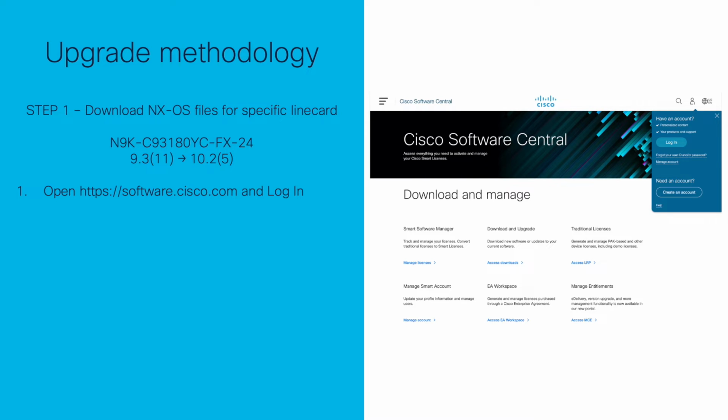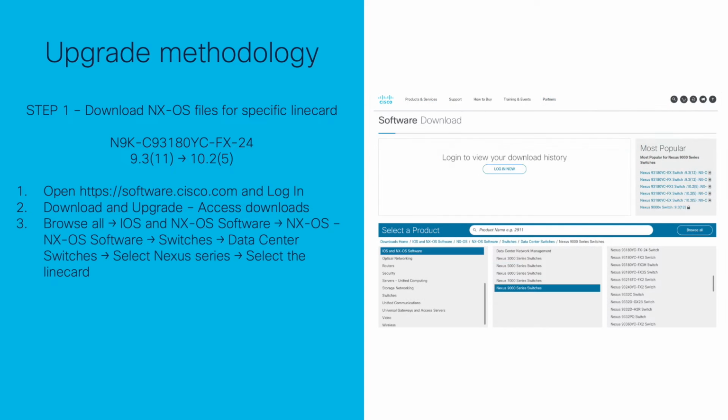Next, I will show you the methodology to upgrade two Nexus switches in vPC from NX-OS 9.3.11 to 10.2.5 based on a hypothetical scenario. Step 1 is to download the NX-OS files depending on the line card. For this, open software.cisco.com and log in. Go to section Download and Upgrade and open Access Downloads. Click on Browse All, Cisco IOS and NX-OS Software, NX-OS, NX-OS Software, Switches, Data Center Switches, select Nexus series, in my case Nexus 9000 series switches, and finally select the line card.